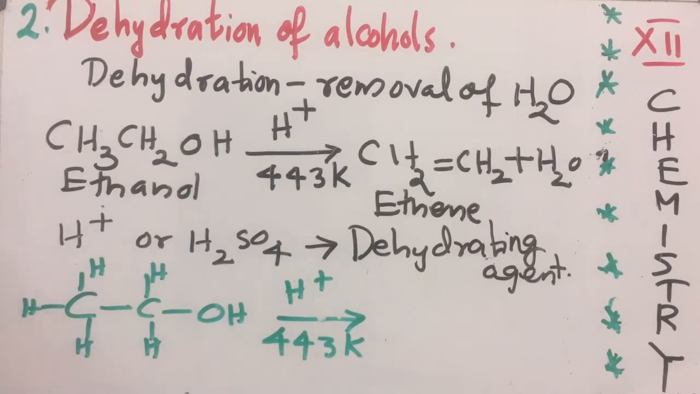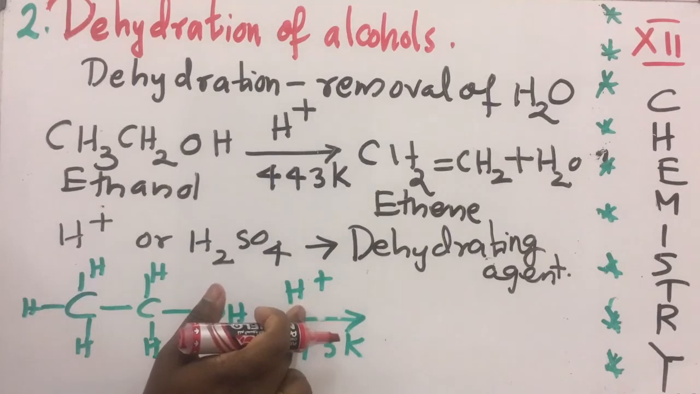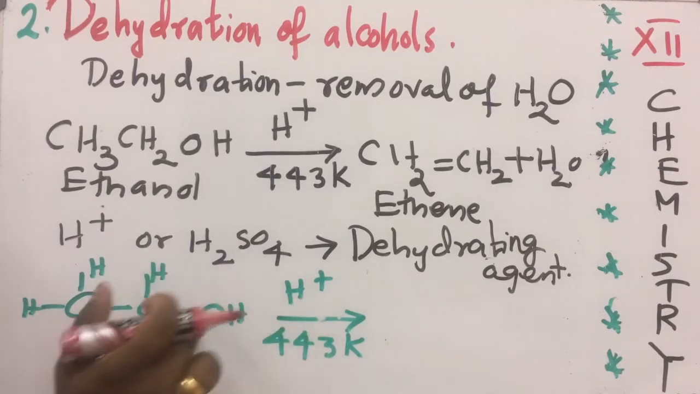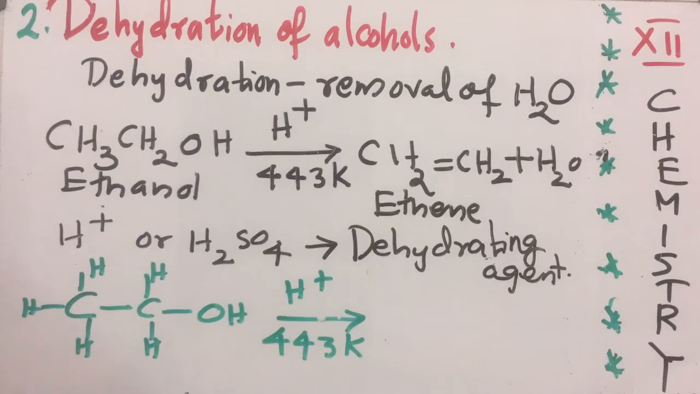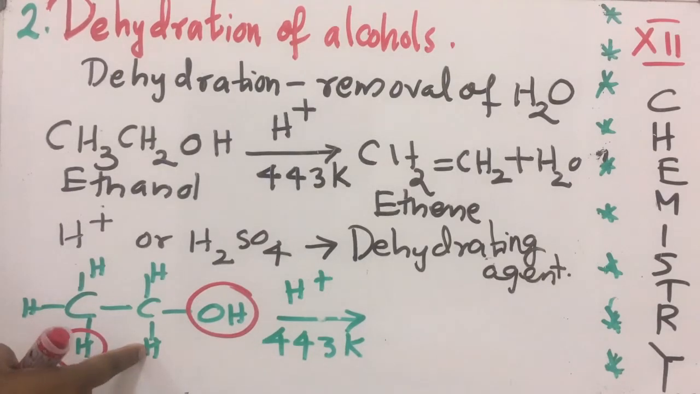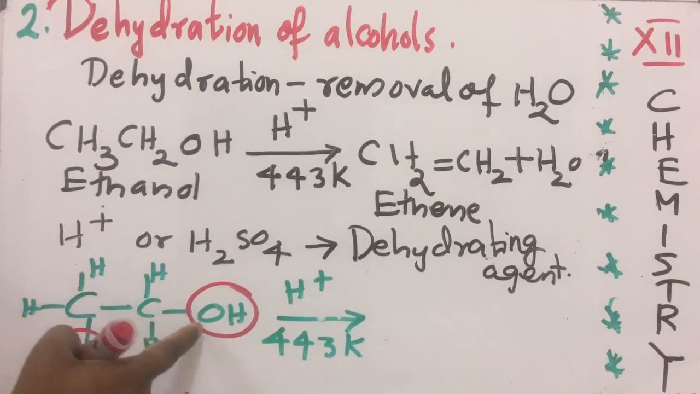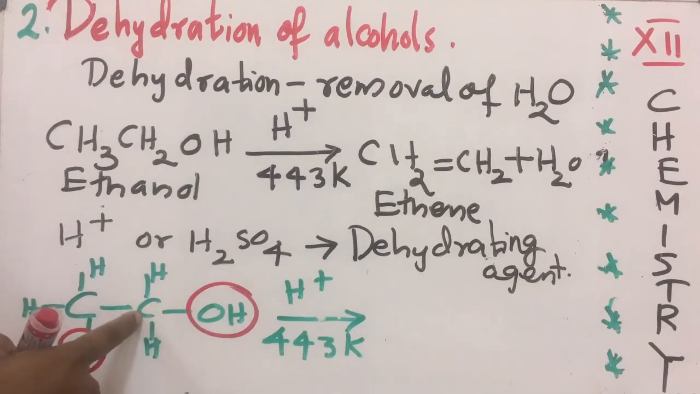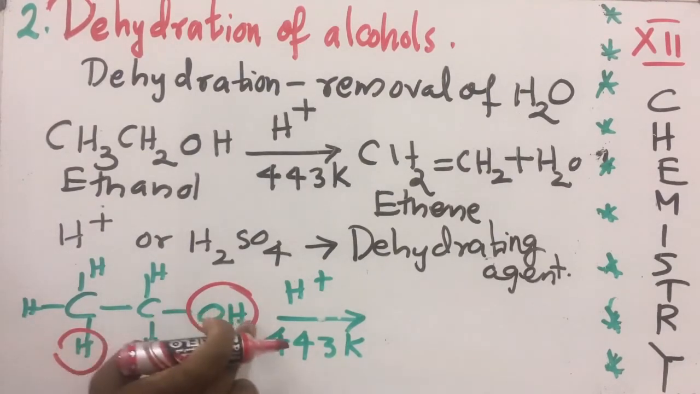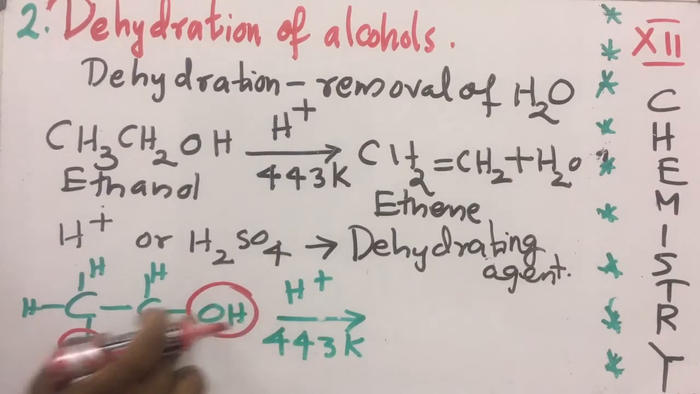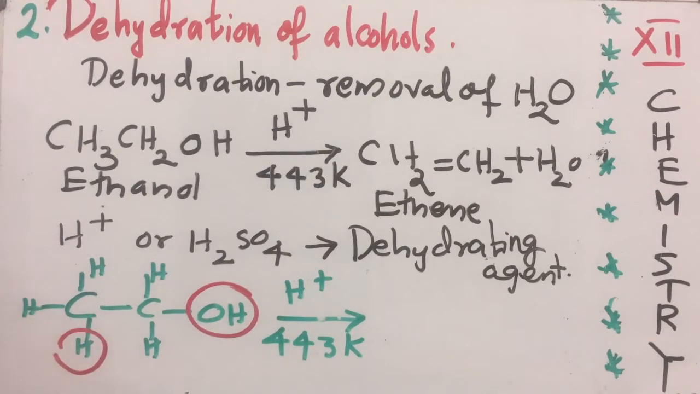Then H plus acts as a dehydrating agent, so it helps to remove water. And what is water? H2O. So take OH from here, and H from the second carbon. Don't take it from this carbon because we already took OH from this carbon. So take H from the next carbon. Out of these three hydrogens, you can take any one hydrogen. Then OH and H. What is OH and H? H2O. So H2O will be removed from the compound.